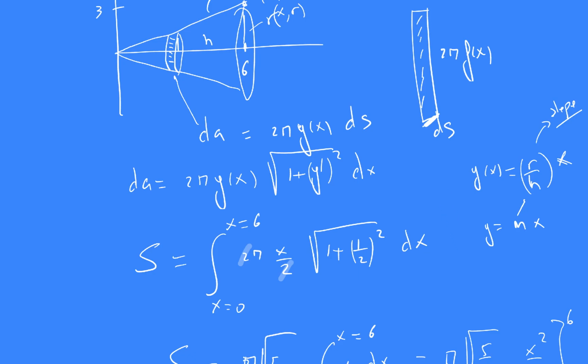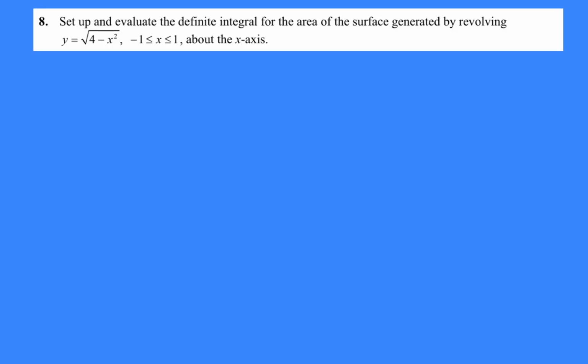I challenge you that you can find it. Send me a video with this formula. Okay, good luck. Now we solve problem 8. The problem says, set up and evaluate the definite integral for the surface area generated by revolving the function y about the x-axis between minus 1 and 1. Between minus 1 and 1, the function is well defined.